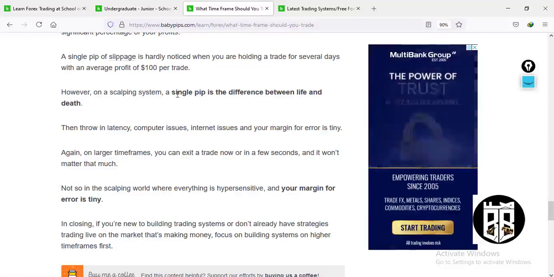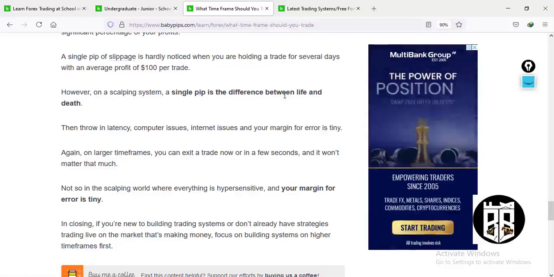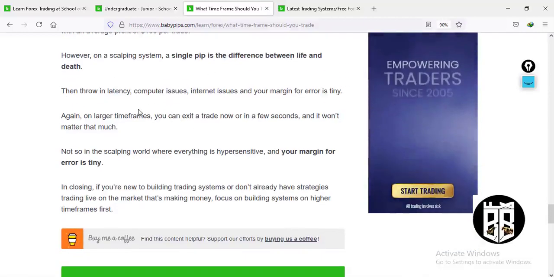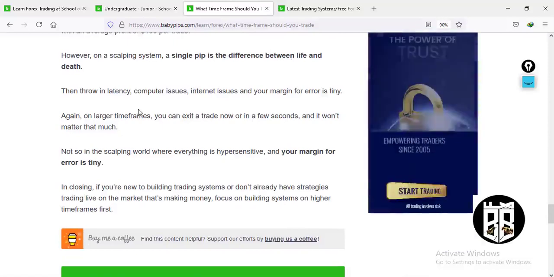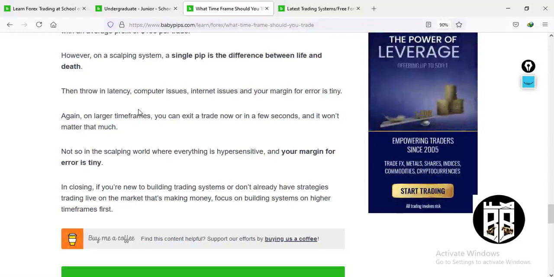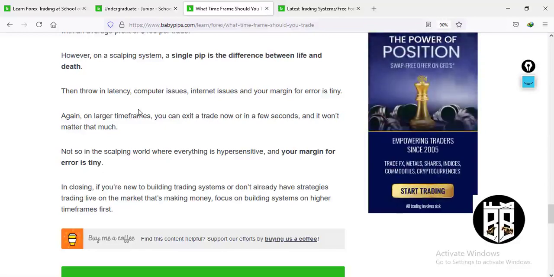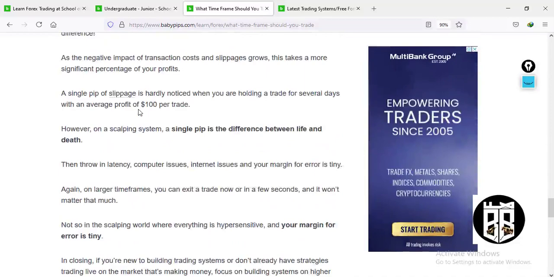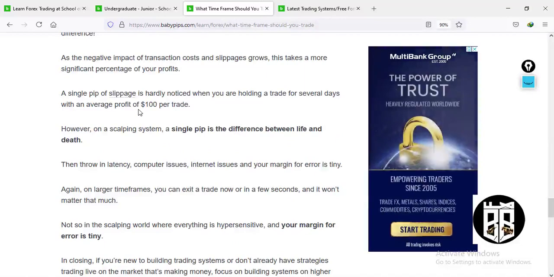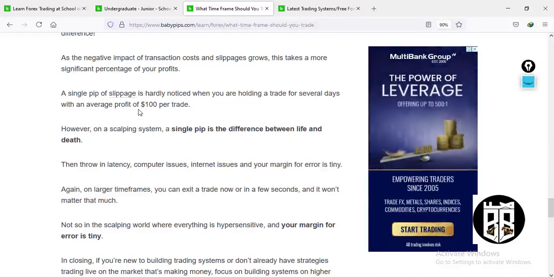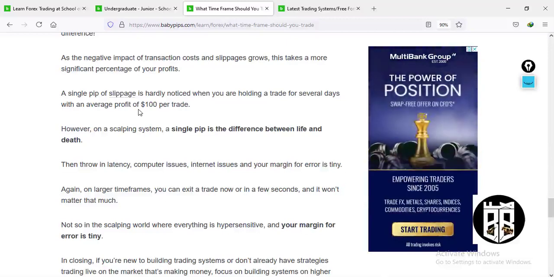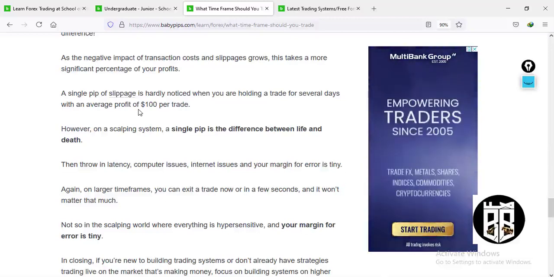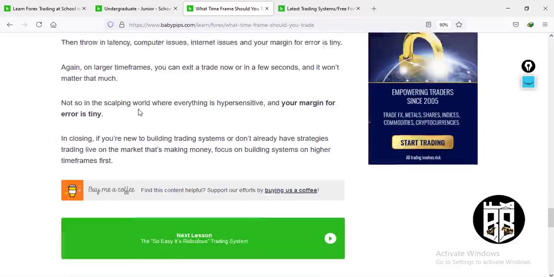However, on a scalping system, a single pip is the difference between life and death, and that's true. So it's basically what I just said. The difference of trading in a smaller time frame and a higher time frame, and how much it will cost you. In a longer time frame, it will be no big deal when slippage affects you, but once you are trading a smaller time frame, it will definitely affect your account, because you're risking more, and it's a very tight trade margin, so to say.